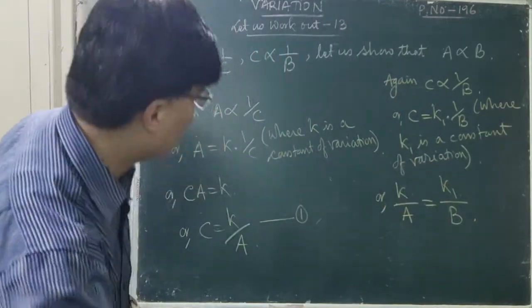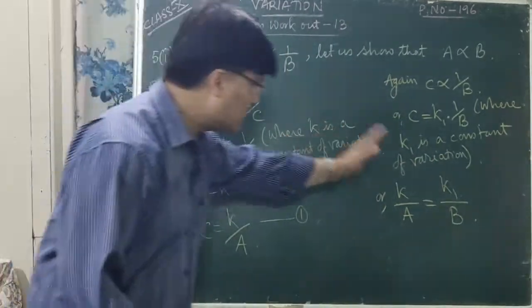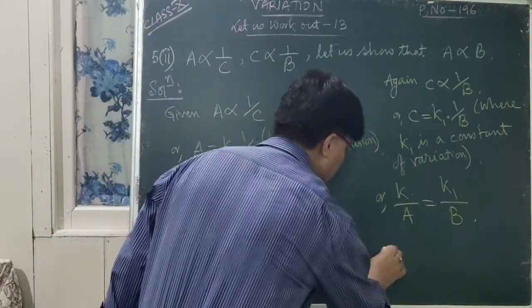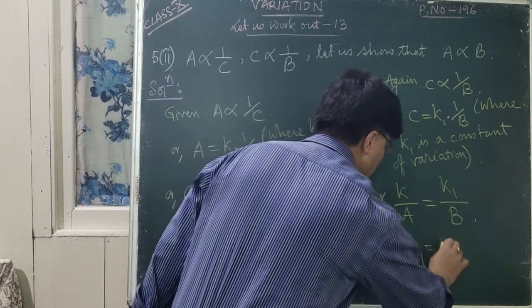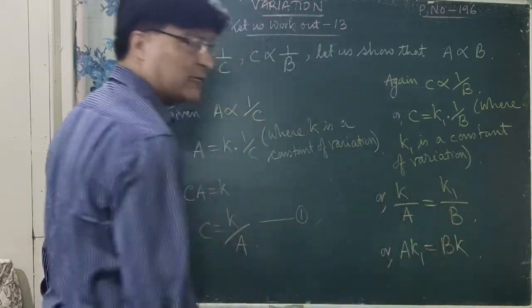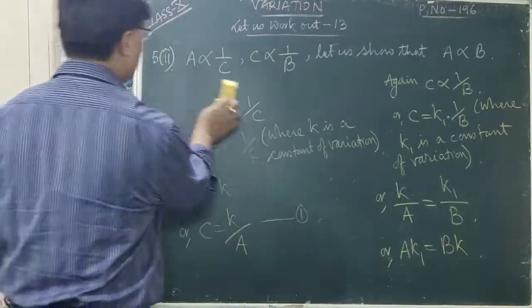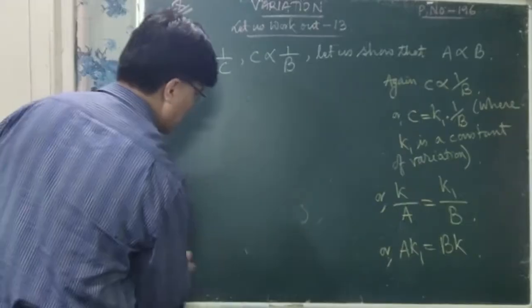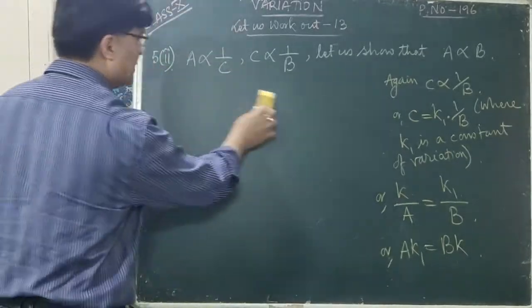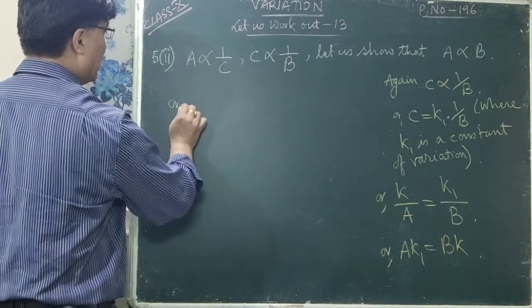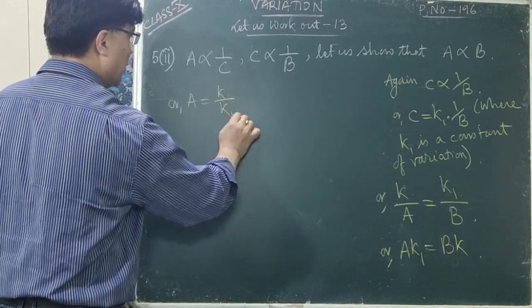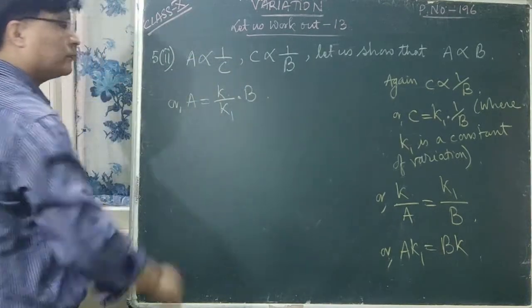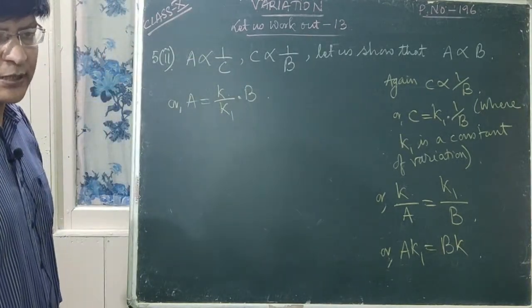Now let's do cross multiplication and simplify it. AK1 is equal to BK, right? So K1 you can take to the right hand side, in the denominator, or A is equal to K upon K1 into B. So I think you have understood it.